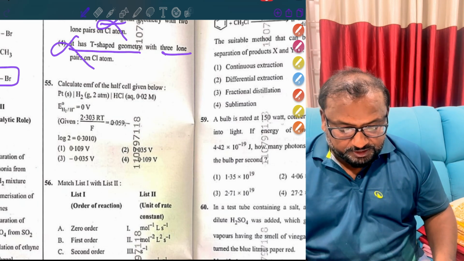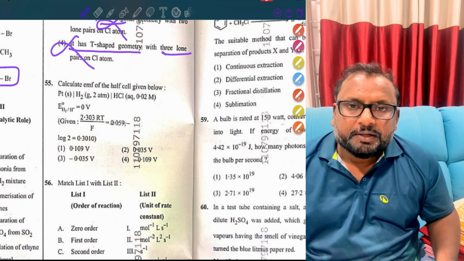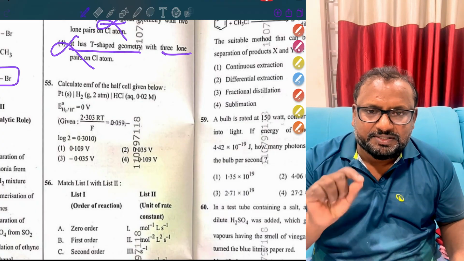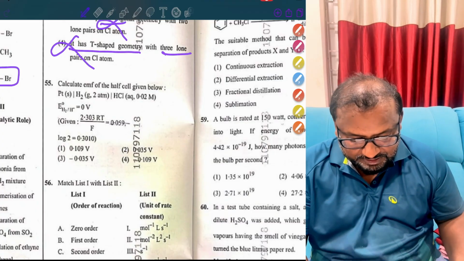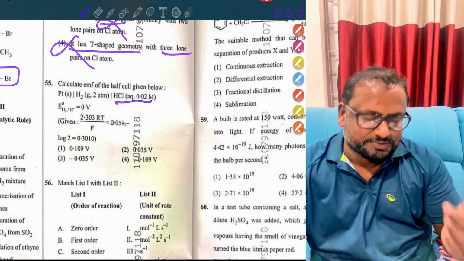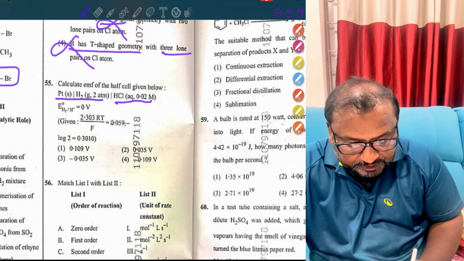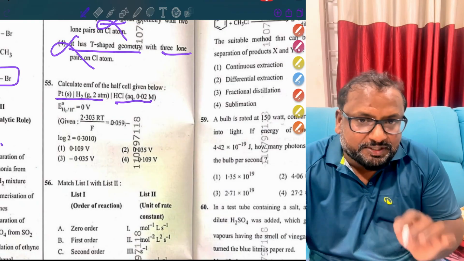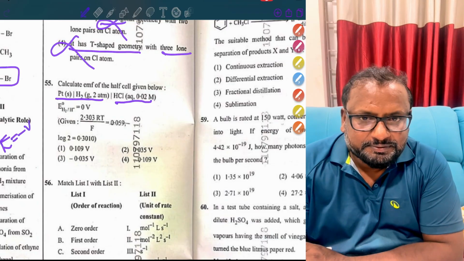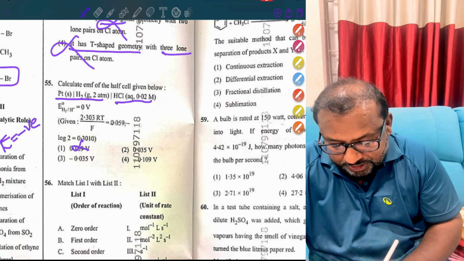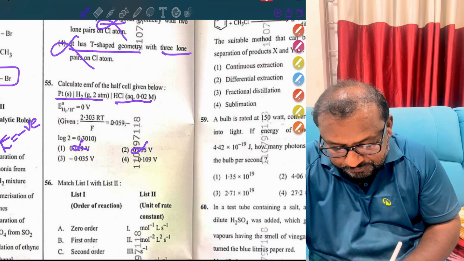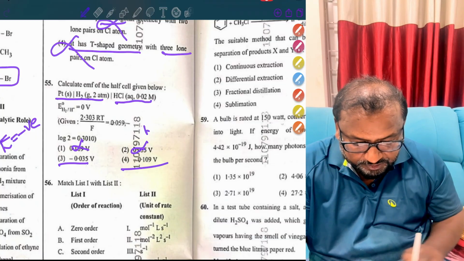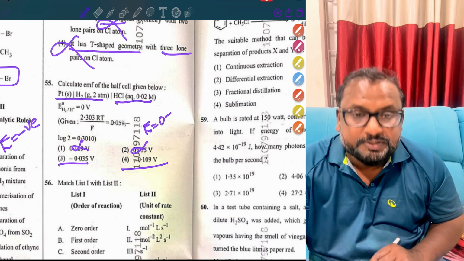Right. So this one is from electrochemistry. Again, easy question, but little calculation is required. I have done the calculation and we can guess the answer also. Why? Because here the cathode concentration is lesser than the pressure of anode. So therefore, E is always going to be negative. So these 2 options are eliminated, and you are left with only these 2 options.